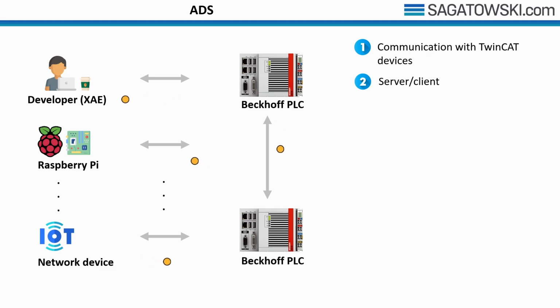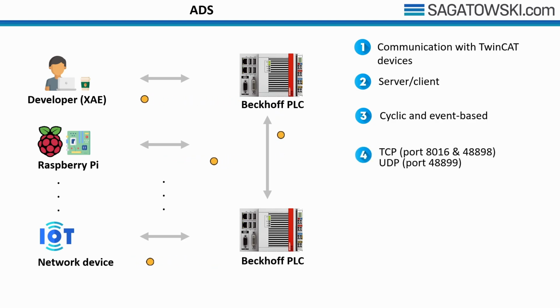ADS is a server client-based protocol, so a connection is always initiated from the client to the server. It's both cyclic and event-based, so it's possible to both cyclically poll a variable as well as create a subscription for when something has changed. ADS uses TCP port 8016 and 48898 for communication and UDP port 48899 for broadcast search of devices. This means that these ports have to be taken into consideration of your firewall rules if you want to use ADS.